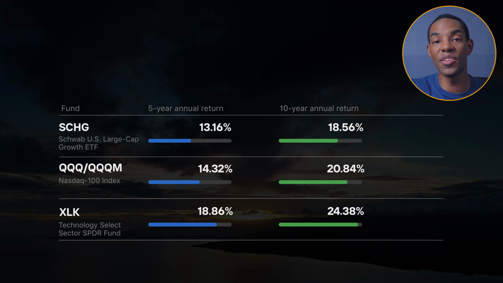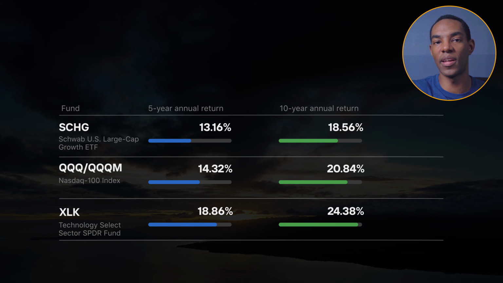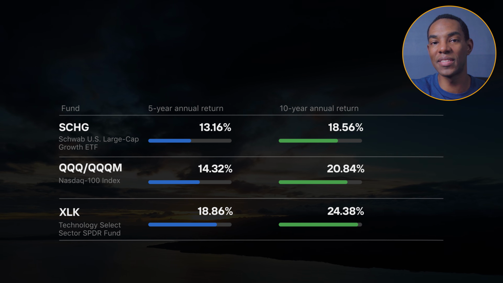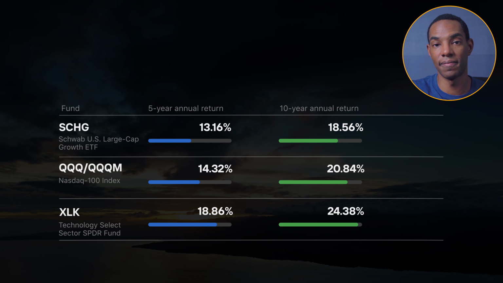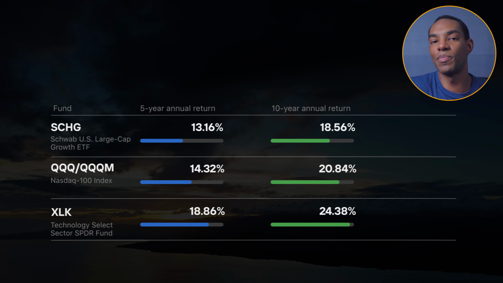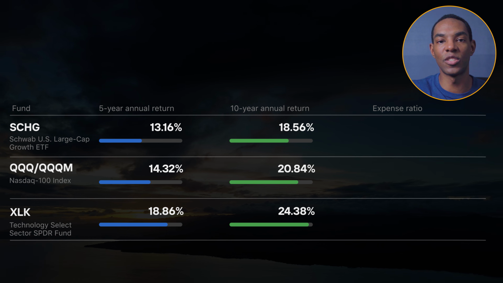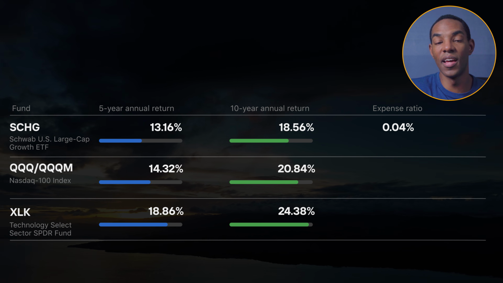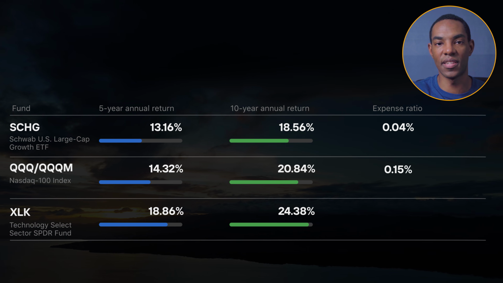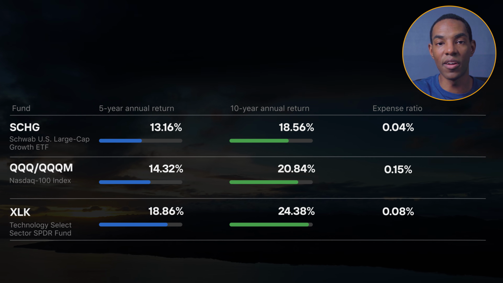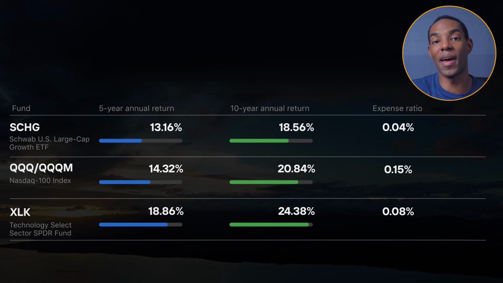Keep in mind, since QQQM was only created in 2020, I'm using the data from the older QQQ fund that tracks the same exact index for that 10-year time frame. Also, when it comes to the performance, the expense ratios of these funds are baked into those numbers. SCHG has an expense ratio of 0.04%, QQQM at 0.15%, and XLK at 0.08%. These are very small differences, and they barely have an impact on the performance.